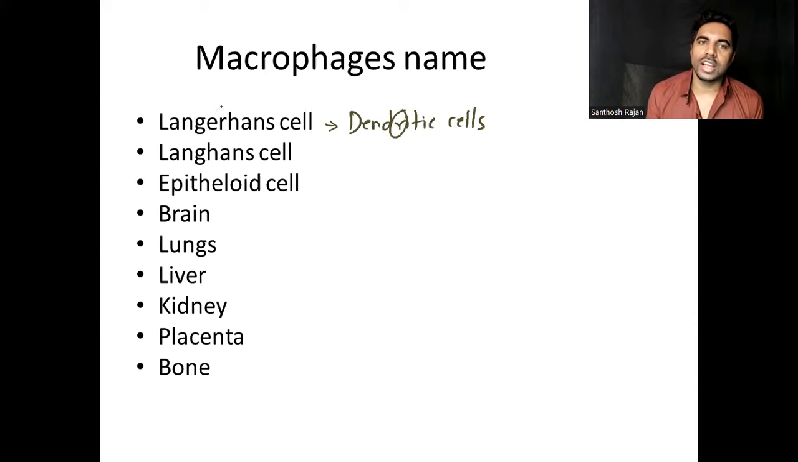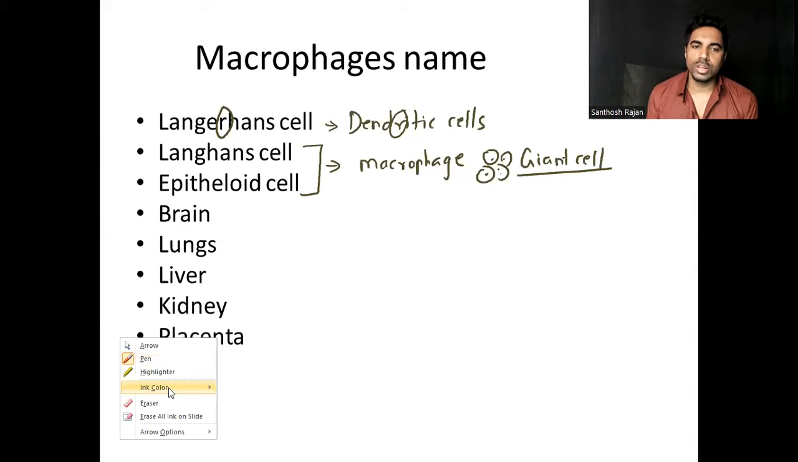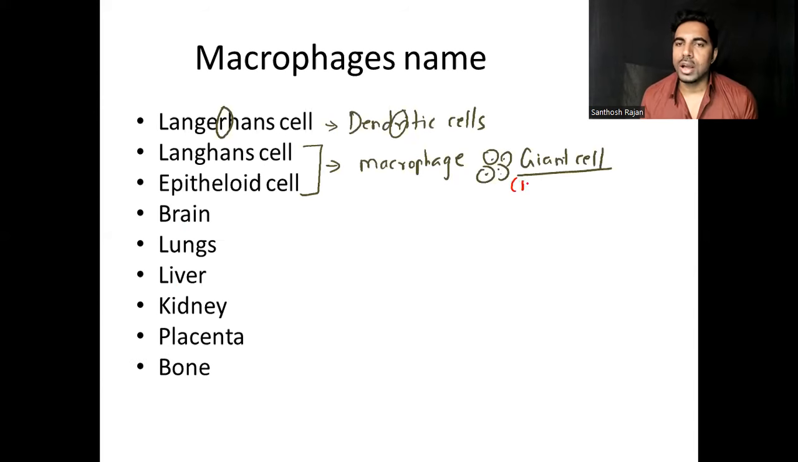But these Langerhans and epithelioid cells are basically macrophages which form a giant cell. When many macrophages join together, they form this giant cell. That is basically the Langerhans or epithelioid cell. Especially if you remember giant cell, there is one important question frequently asked. We also call it MNGC. MNGC means multinucleated giant cells. Okay, multinucleated giant cells.